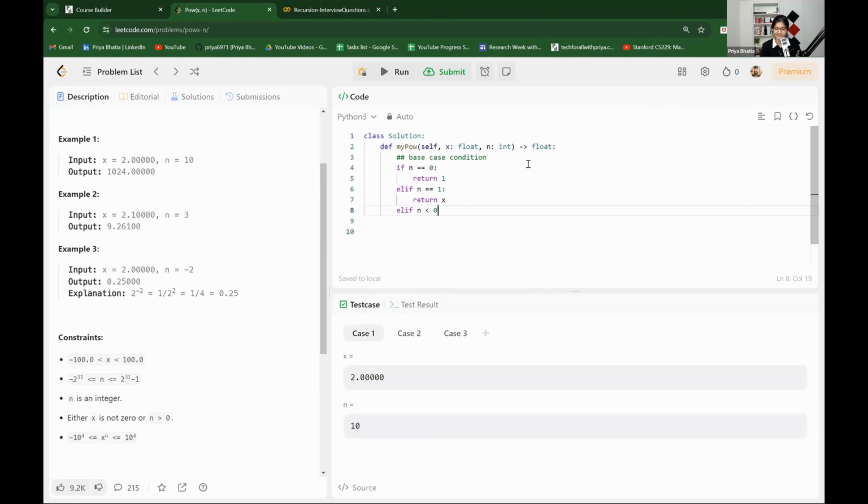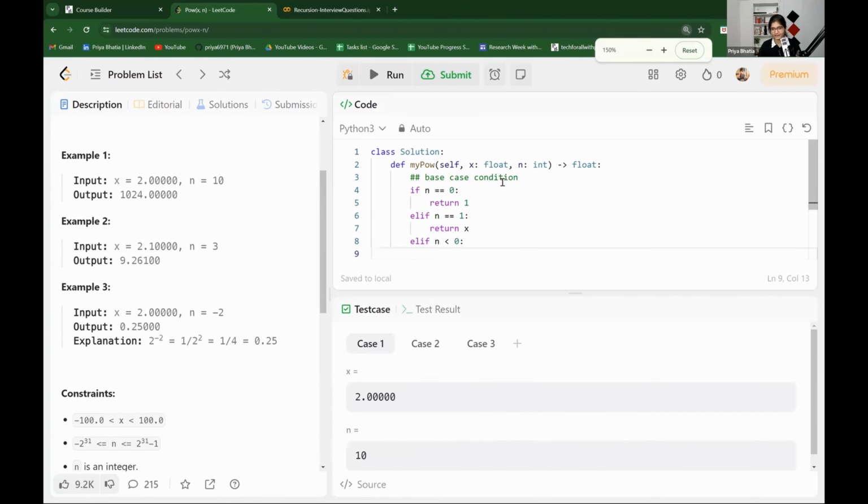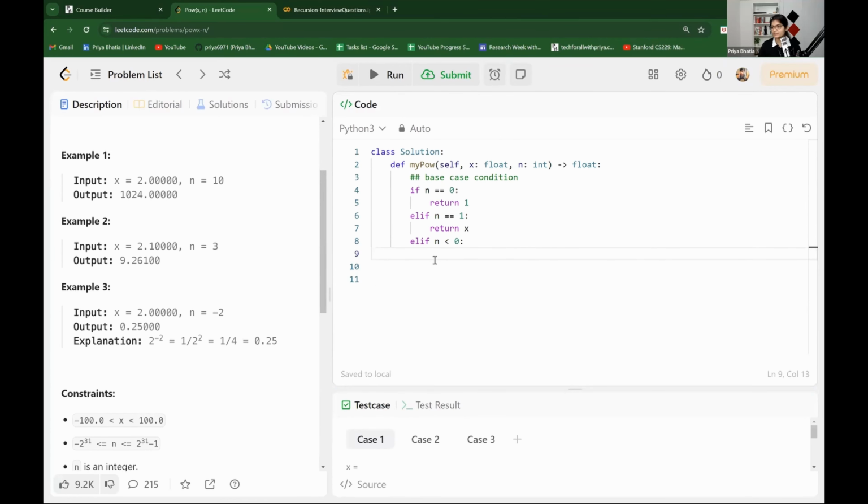The value of N is less than 0. So it can be less than 0, it can be 0, it can be 1, it can be more than 1. So we have to handle all the cases here, because it is mentioned in the constraints, you can just check it out. What are the values they are qualifying? So if it is less than 0, in that case, what are we supposed to do?